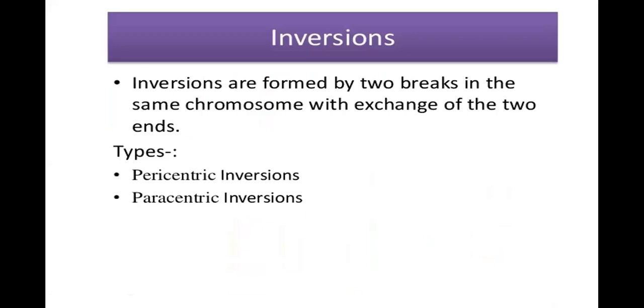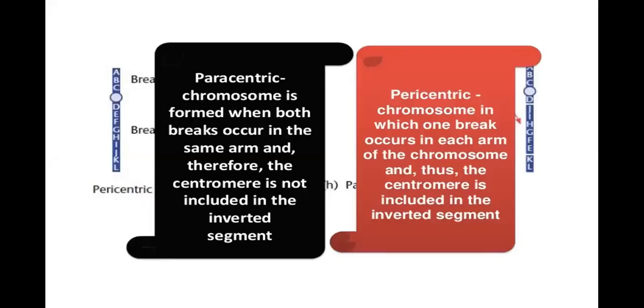Inversions. Inversions are formed by two breaks in the same chromosome with exchange of the two ends. The types are pericentric inversion and paracentric inversion. A paracentric inversion chromosome is formed when both breaks occur in the same arm, and therefore the centromere is not included in the inverted segment.